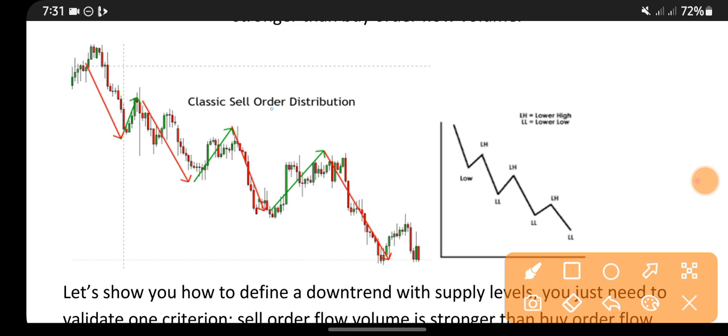Sometimes you could get something like this. Fine, the price is in a downtrend, sorry. But then how do you confirm that this price is in a downtrend? As a beginner, you always have to wait for the third touch. Be patient and wait for it before it's confirmed to you that it is a downtrend.